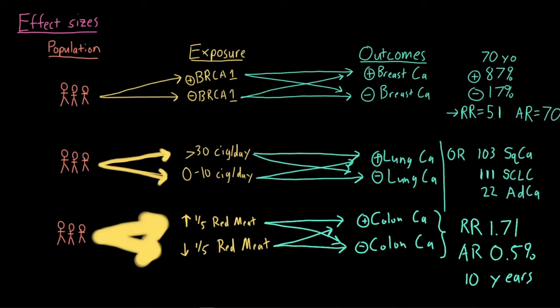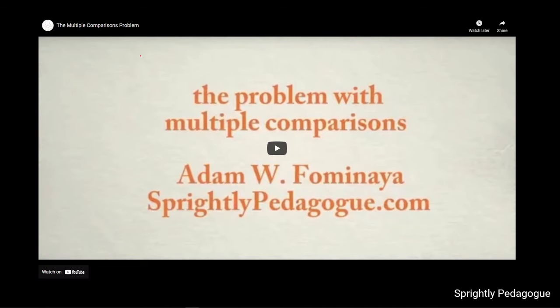In other words, all 3 of these examples are statistically significant. However, it can be argued that only the BRCA and breast cancer and smoking and lung cancer examples are actually clinically significant. Moving on from effect size, this video from Sprightly Pedagogue on YouTube will discuss multiplicity and why it's a problem.